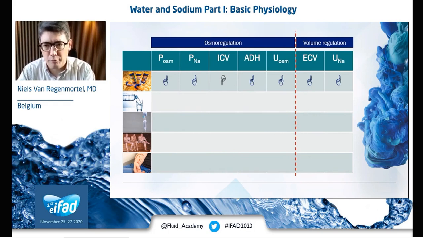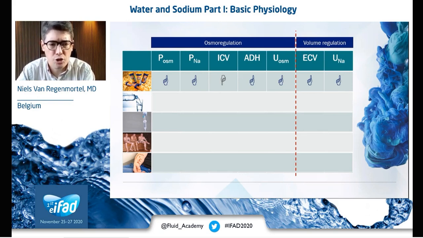On the other hand, we have volume regulation, and what we have here is that we add some hypertonic saline, our extracellular volume will increase, and aldosterone will decrease a little bit. Less aldosterone will cause an increase in urinary sodium.